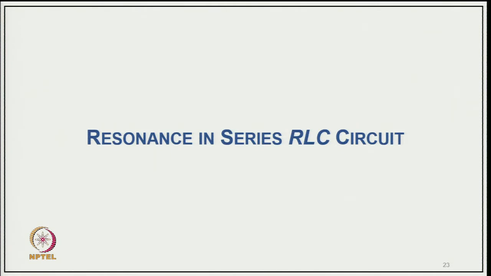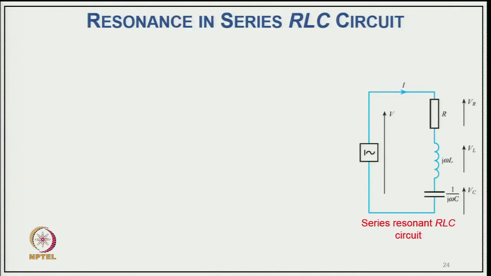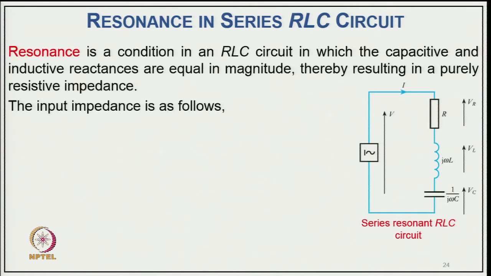So, as an example, we now take resonance in a series RLC circuit. A typical example has an AC source and a series RLC circuit, which you can call a series resonant circuit. Resonance occurs only when the reactance of the inductor is equal to the reactance of the capacitor, they cancel each other, and the current is decided only by the resistance in this circuit.